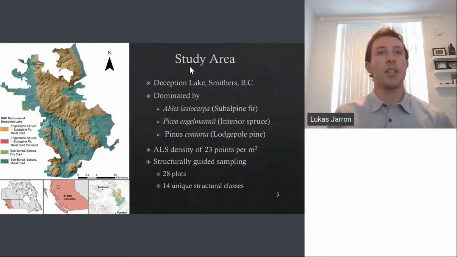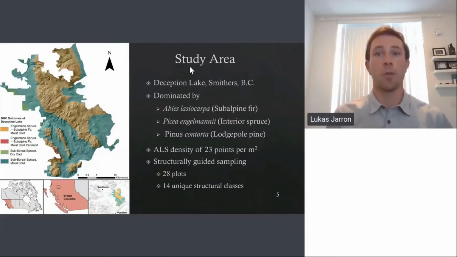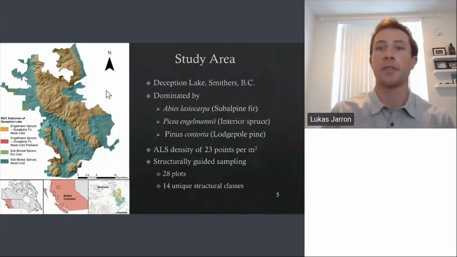The study area is actually quite large and contains a lot of different forest structure, from stands that were harvested 20 years ago to ones that were harvested 100 years ago, and even some that are still left untouched. So I wanted to try to capture as much variation in stand conditions as I could. I used a structurally guided sampling approach, which gave me 28 plots and 14 unique structural classes, which allowed me to capture a good amount of this variation.